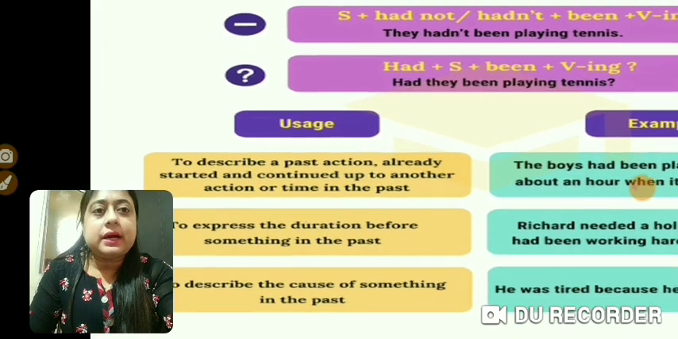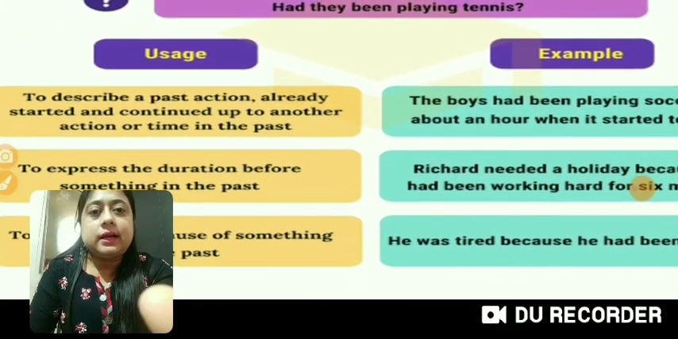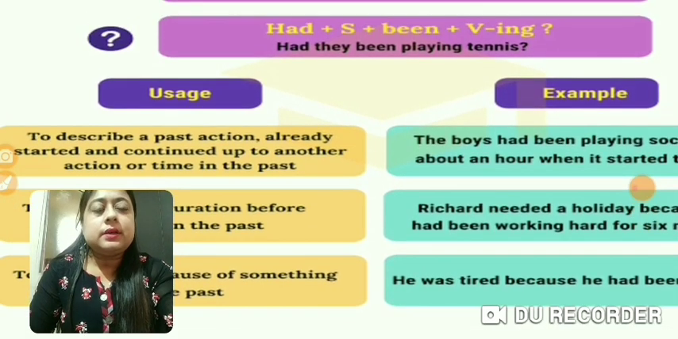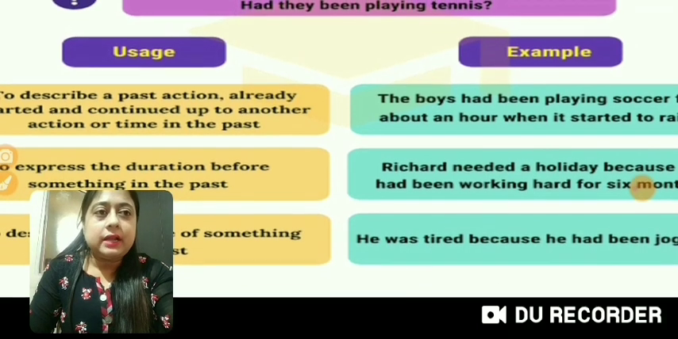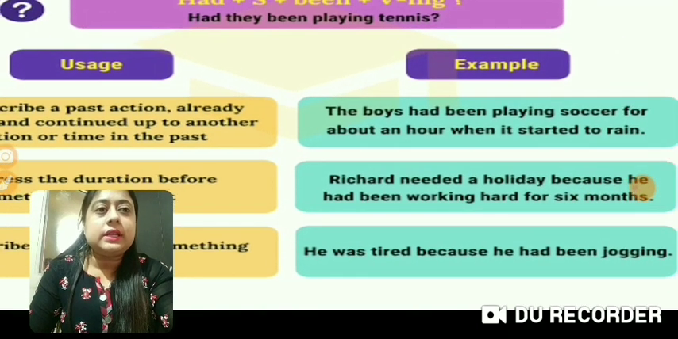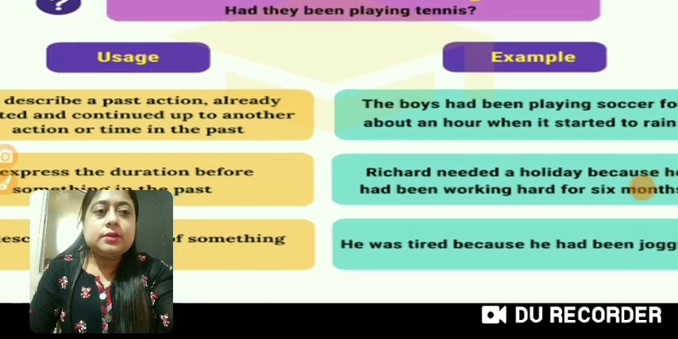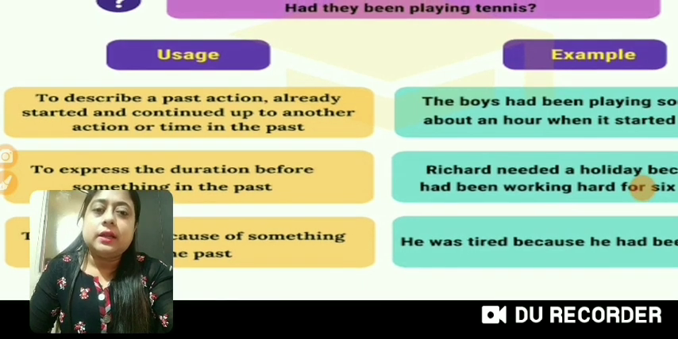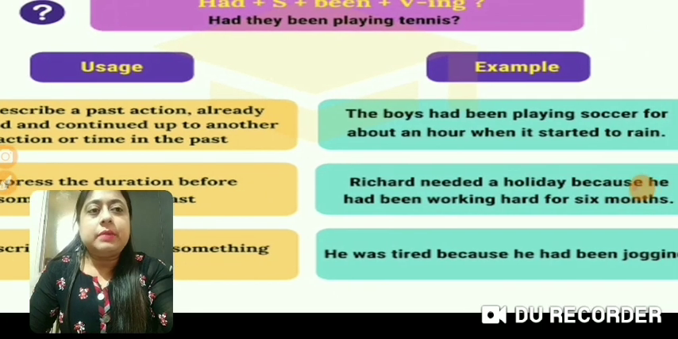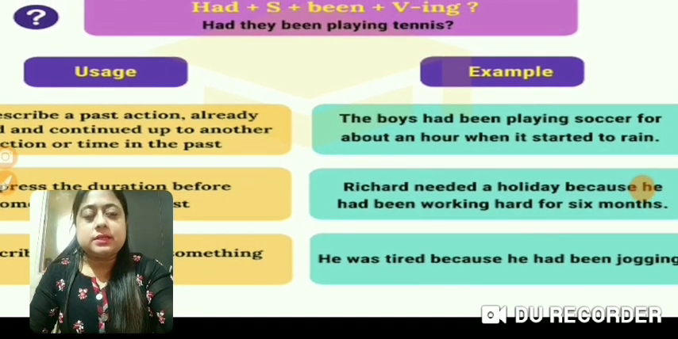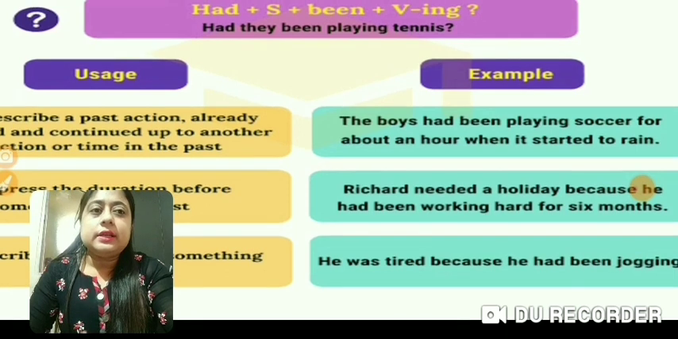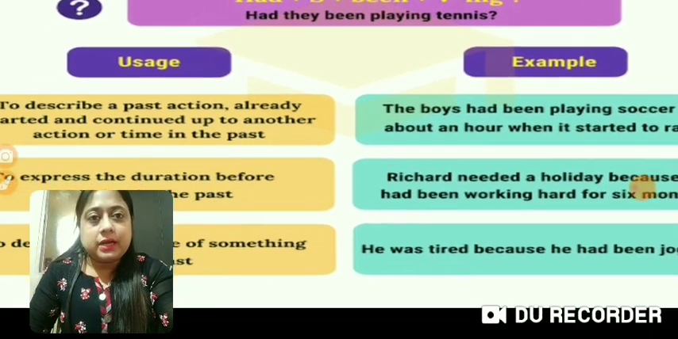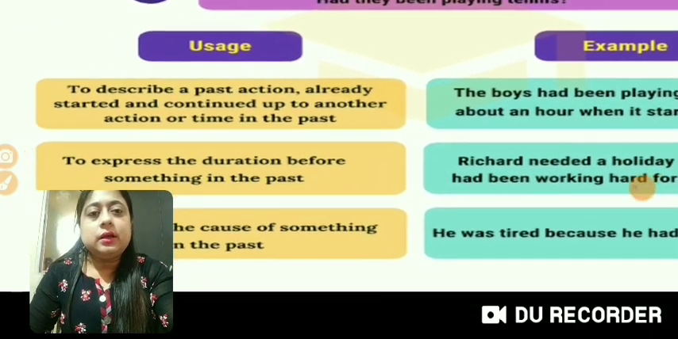To describe a past action already started and continued up to another action or time in the past. For example, the boys had been playing soccer for about an hour when it started to rain. So the action had started in the past and it continued till another action which also started in the past. So they had been playing, that was done in the past, till it started to rain. So it was raining, so that also is happening in the past. So both the actions take place in the past.